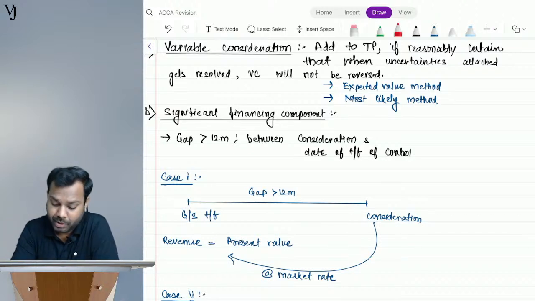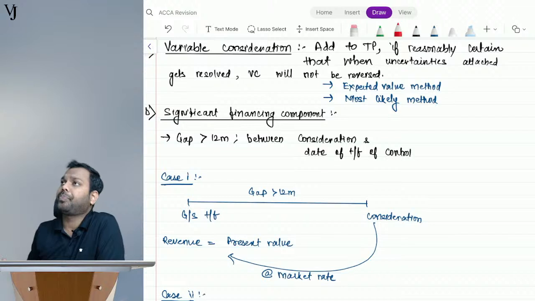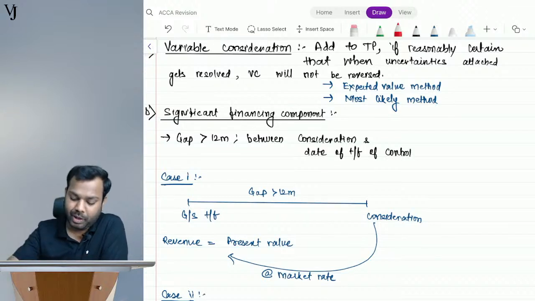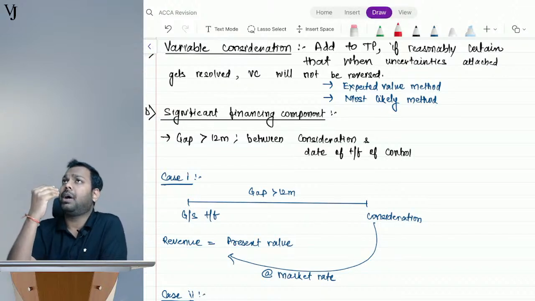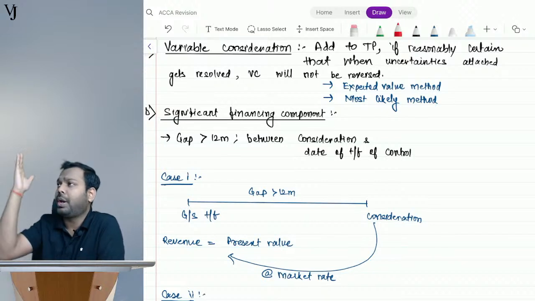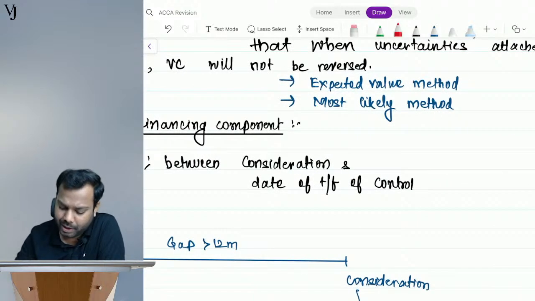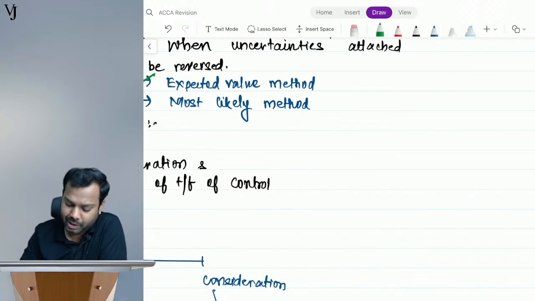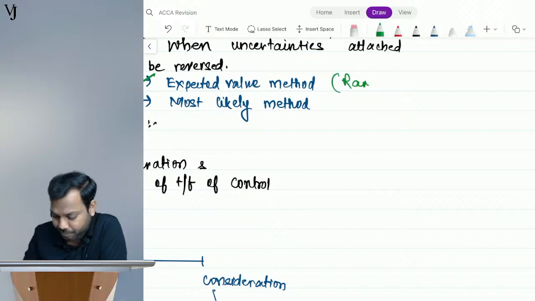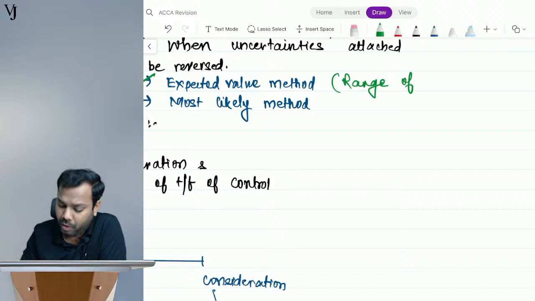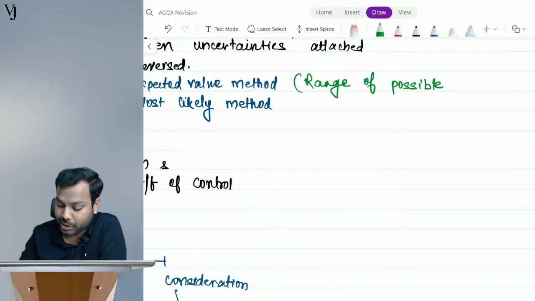Now comes the question of how we estimate the variable consideration. Understand, guys, if there is a range of possible outcomes in the future, where the variability can be 5, 4, 3, 2, 1, anything, then we have to take the expected value method. That is, there is a range of possible outcomes.